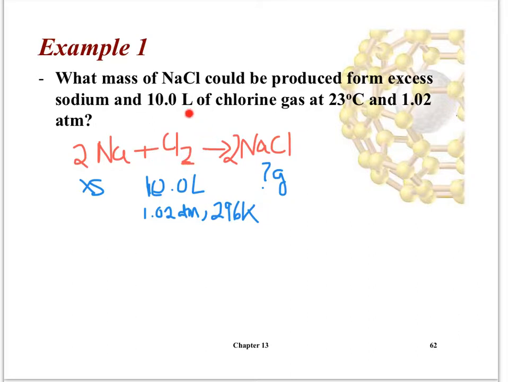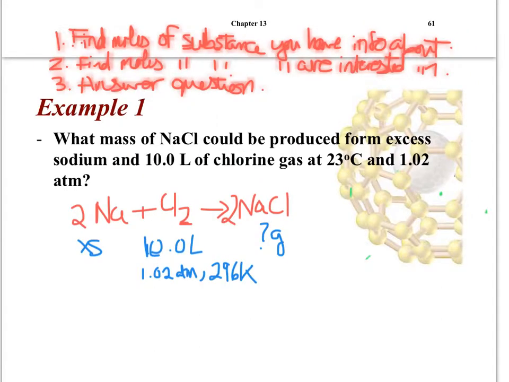In this case, it will be the chlorine. So first I find moles of chlorine. Then you find moles of the substance you're interested in. So in this case, I would find the moles of the NaCl next. And then the last step would be to actually answer the question, which would be to find grams of NaCl. So I'm going to go ahead and write these steps for you here. So here are the 3 steps up here.